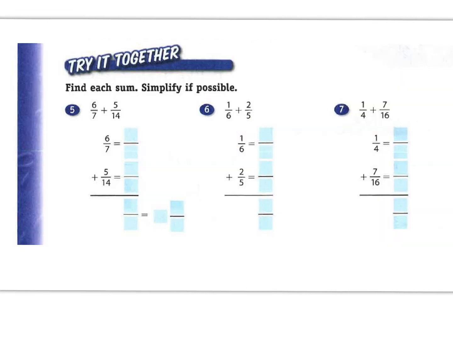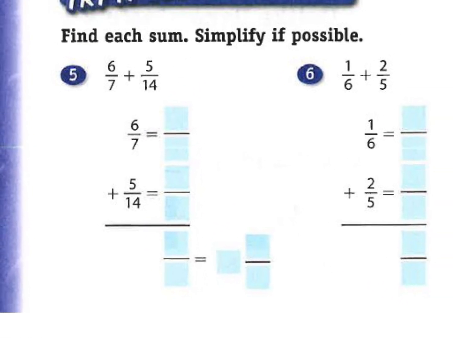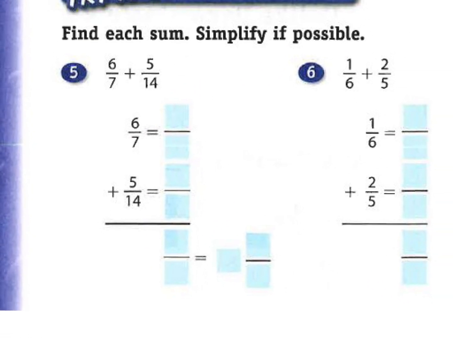All right, this says find each sum, simplify if possible. So let's do this first one together. 6 sevenths plus 5 14ths. Well, again, remember, if I don't have to change both, I don't want to. So I can look and I can say, oh, I know 7 goes into 14. So I'm going to make 14ths. Well, this is already 5 14ths, so I'm just going to keep that. But then I think, okay, 7 times 2 equals 14. Then I have to do 6 times 2 is 12.